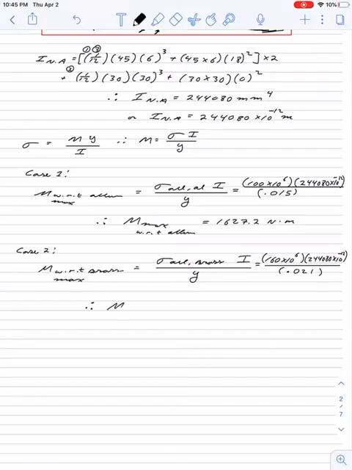So therefore, the maximum moment that brass can withstand, given that allowable stress, would be 1859.6 newton meters. But now, this is where it gets tricky.